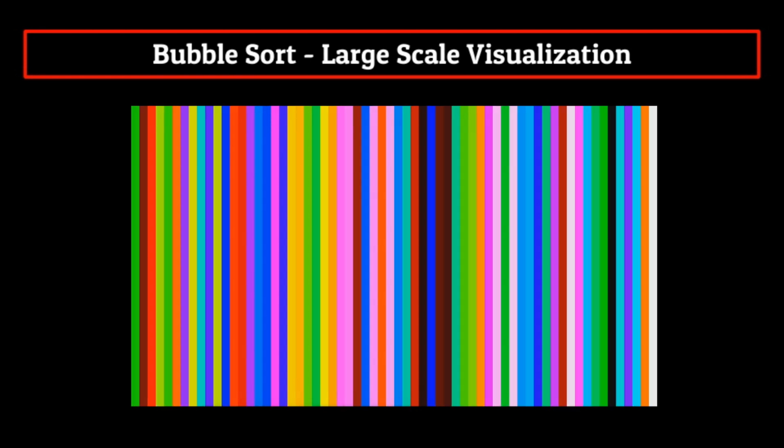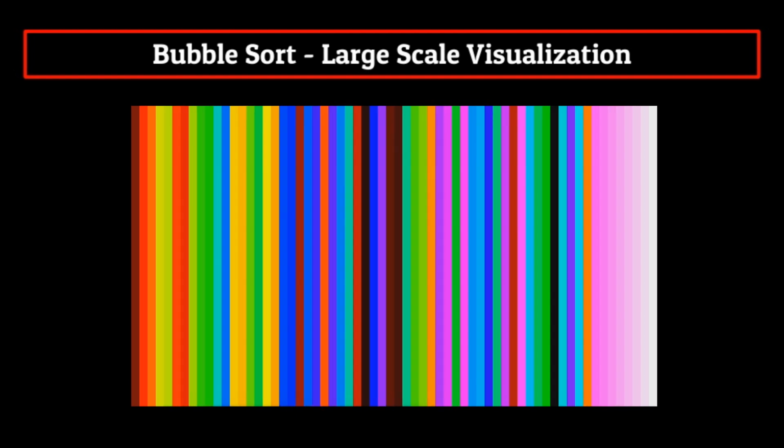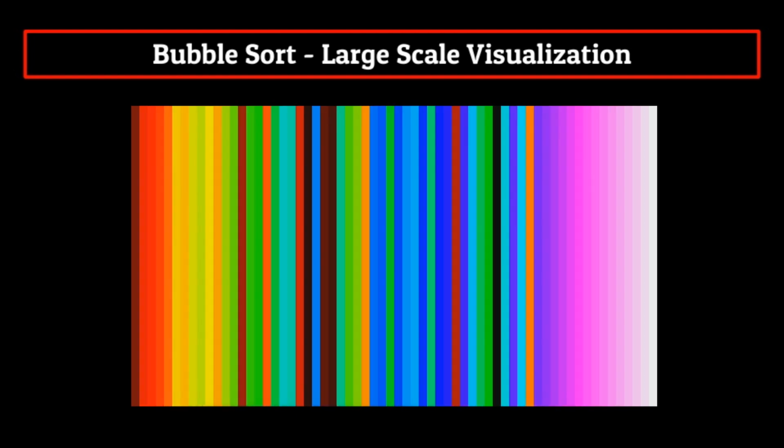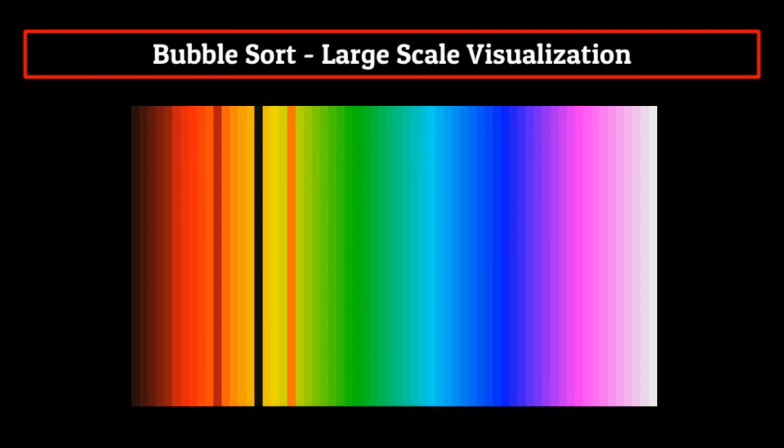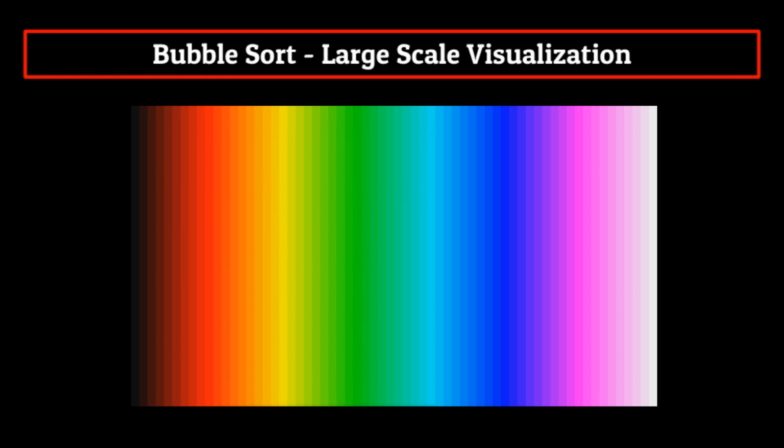If we do the same sort on a much larger list, you'll see more of the same. Larger elements bubble to the top, and smaller elements sink down to the bottom.